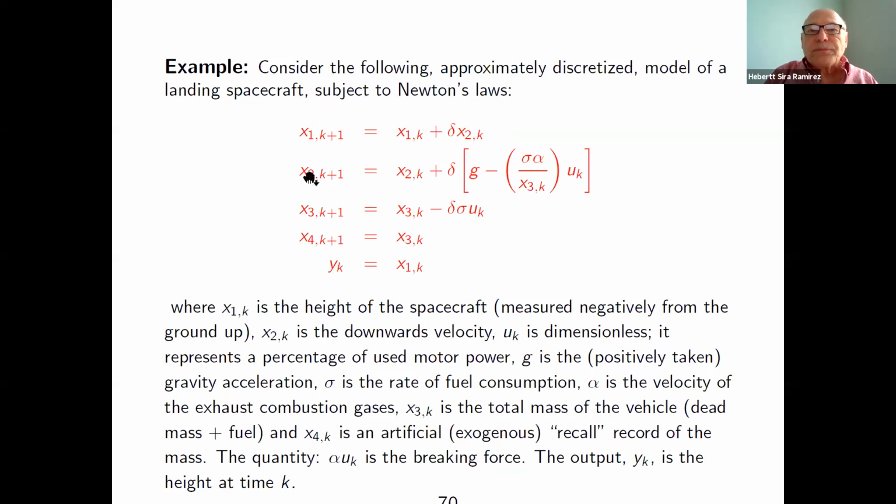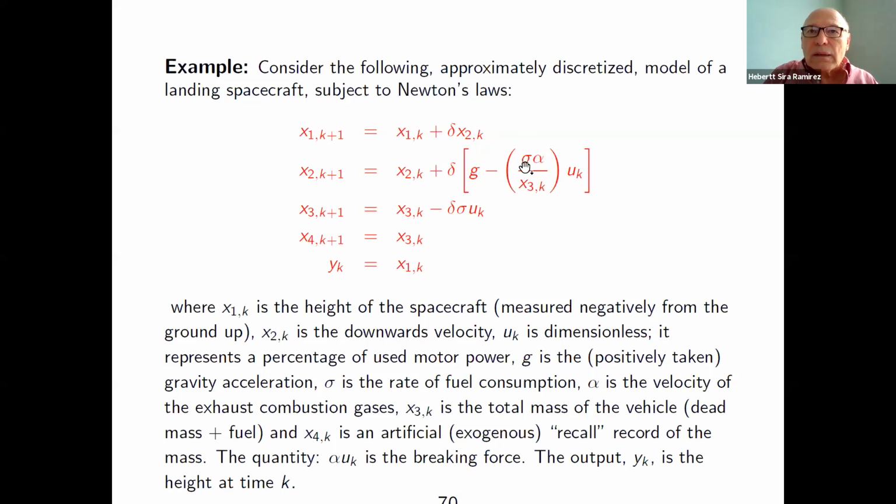So the acceleration would be the composition of the gravity acceleration positively acting downwards and increasing the velocity in the downwards direction, minus the braking acceleration due to the action of the motor. The motor being on is represented by this control input u(k). So u(k) is going to be modulated between 0 and 1. 0 meaning you're not applying any force, and 1 you're applying full force. And the force is composed of these terms.